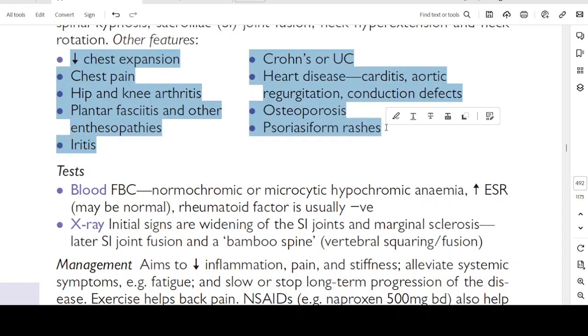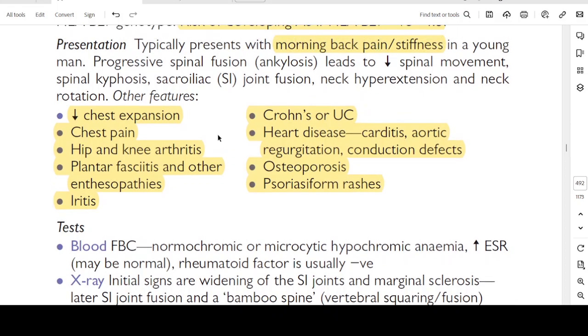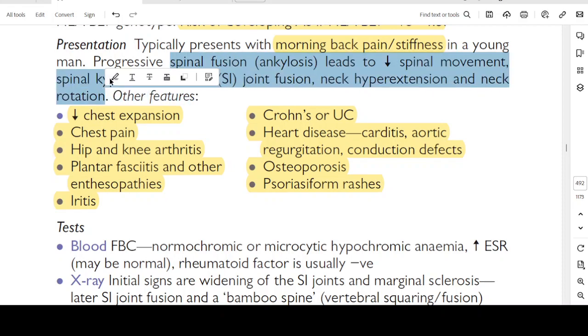So these are the other features of ankylosing spondylitis. First one would be these are the orthopedic features, and then these are the other features.